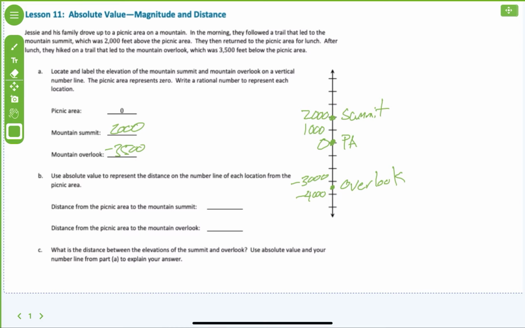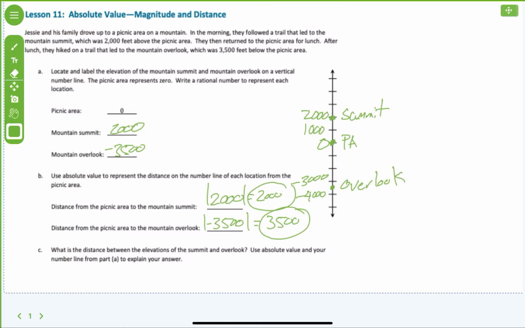Celine? Yeah. It would be 2,000. And let's just act like we're putting those in absolute value terms, which is 2,000. All right, so what about the mountain overlook then? Gianna? Okay, so I'm going to write the 3,500 inside our absolute value brackets, and that's going to equal 3,500. Okay, so those are our answers. Anytime we're talking about absolute value, it's always positive. Okay.